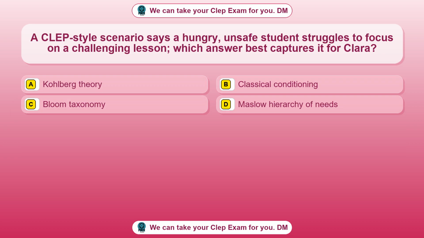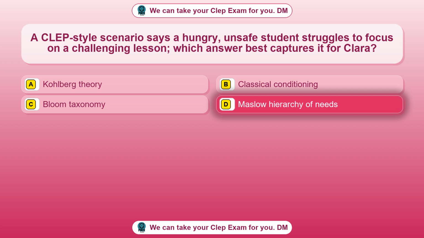Question 33. A CLEP-style scenario says a hungry, unsafe student struggles to focus on a challenging lesson. Which answer best captures it for Clara? Option A, Kohlberg theory. Option B, classical conditioning. Option C, Bloom taxonomy. Option D, Maslow hierarchy of needs. The correct answer is option D.